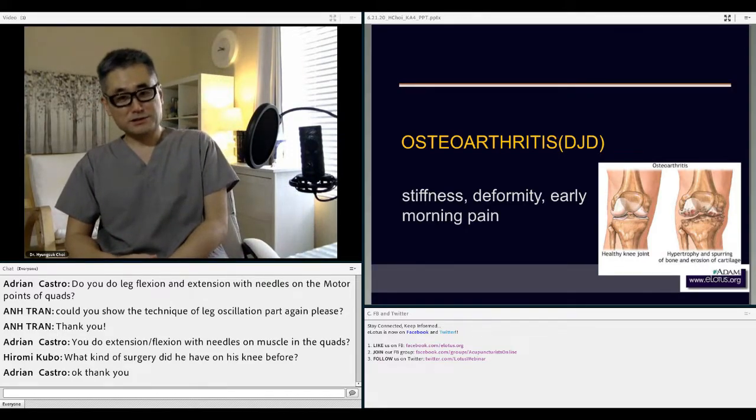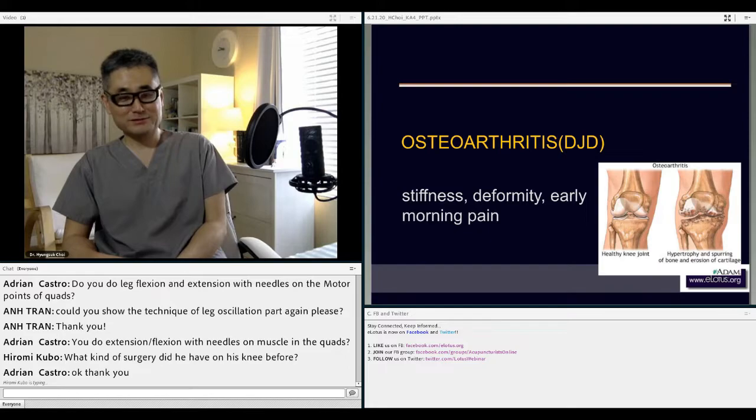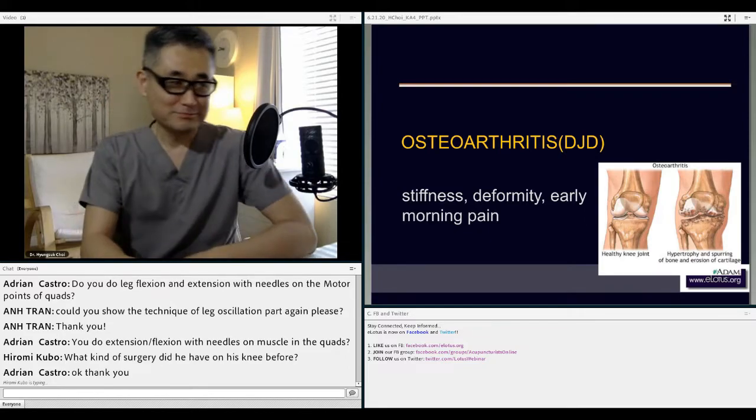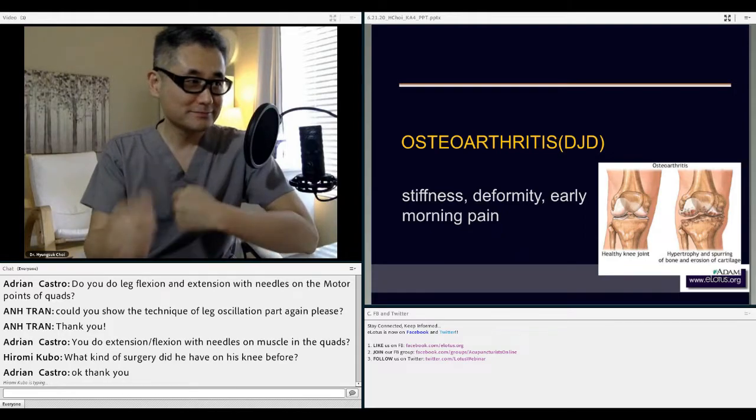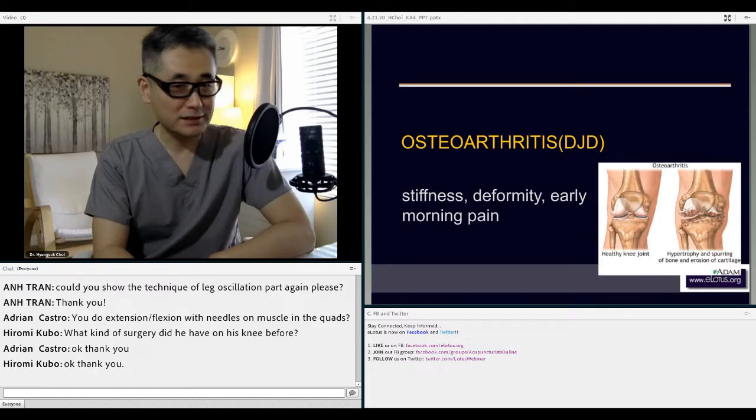Osteoarthritis is a very common condition, and the problem is that the joint is running out of lubricating oil, and that is not a reversible process. The joint gets squeaky. This is osteoarthritis, because there is no actual inflammation inside of the joint. They call this degenerative joint disease, referring to the same condition. This is the most common presentation from patients: stiffness, deformity, and early morning pain.